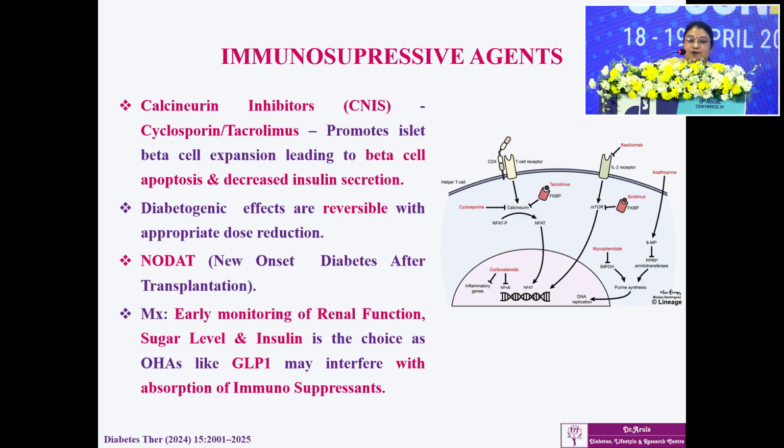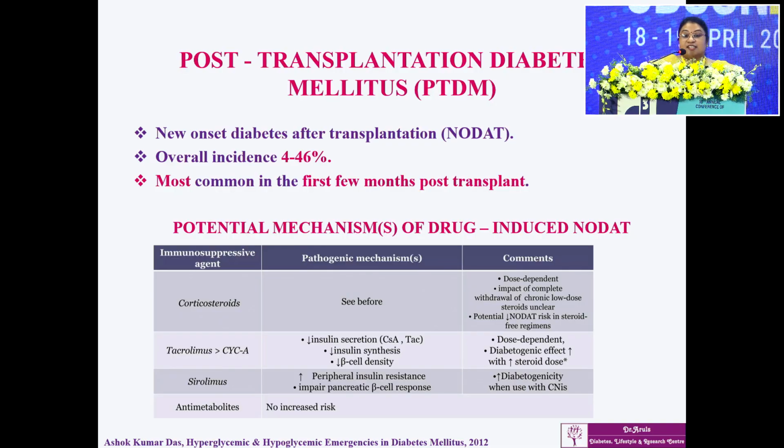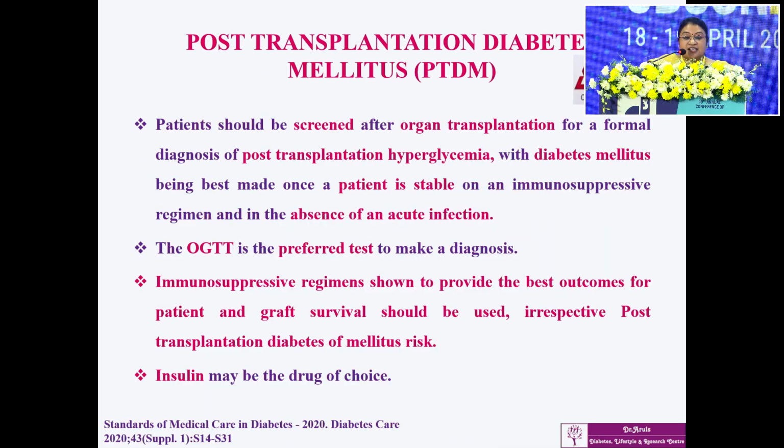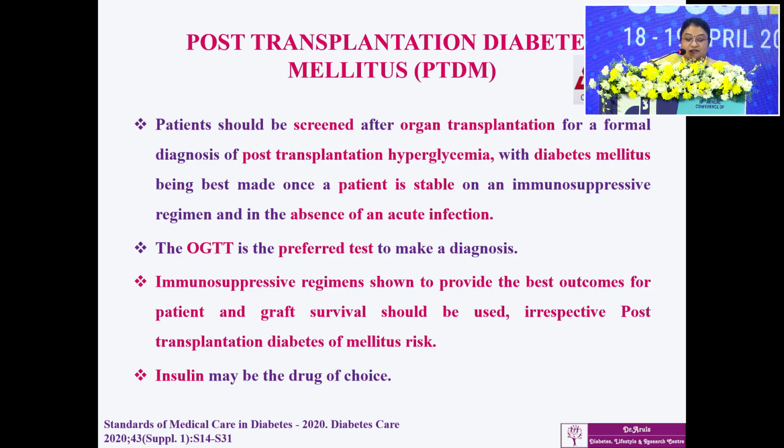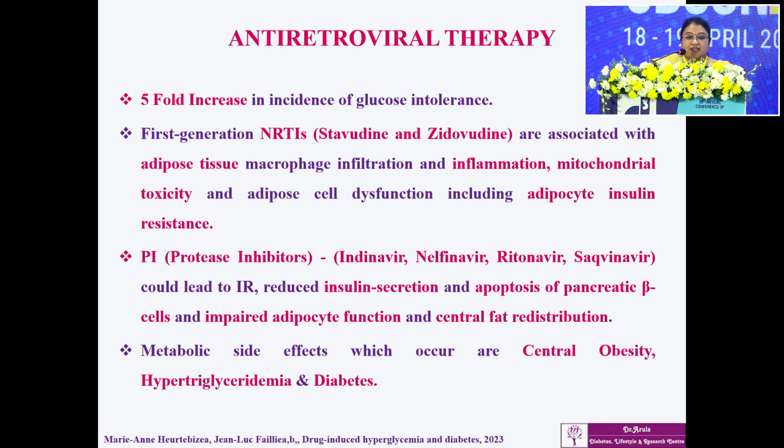Immunosuppressive therapy, mainly cyclosporin and tacrolimus, are both very hyperglycemic. They mainly cause it by causing beta cell apoptosis and decreasing insulin secretion. They are the main cause of new-onset diabetes after transplantation. The incidence of this post-transplant diabetes is more than 46%. It occurs within the first few months of the transplant. But these drugs are very important since graft survival is very important. So give good glycemic control with insulin for these patients.